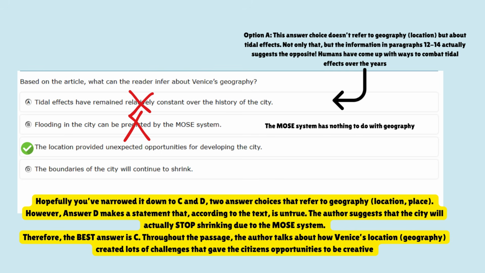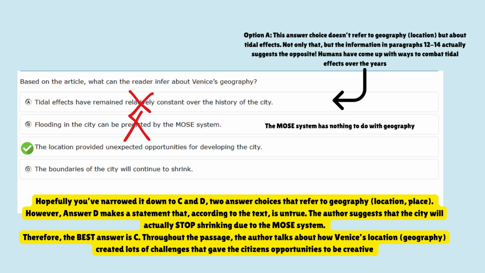And so that's why you have to make sure you read the passage carefully, because they will try to trick you by giving you answer choices that are contradicted by the text. The author suggests that the city will actually stop shrinking due to the Mose system. Option D says the city will continue to shrink. That is not true, so D cannot be right. Therefore, the best answer is C.